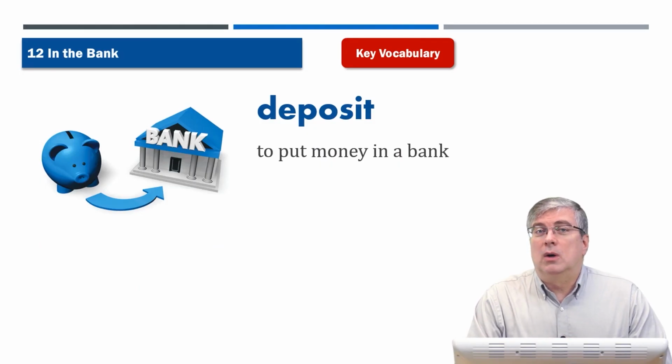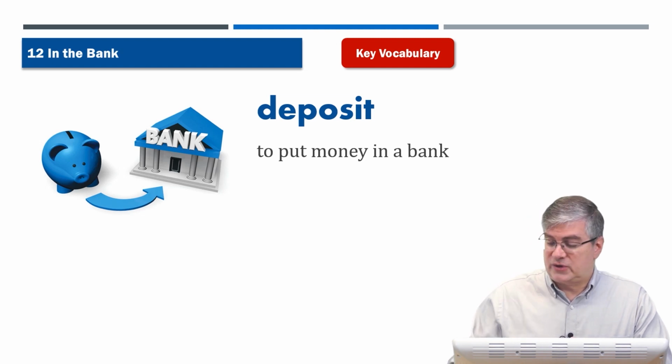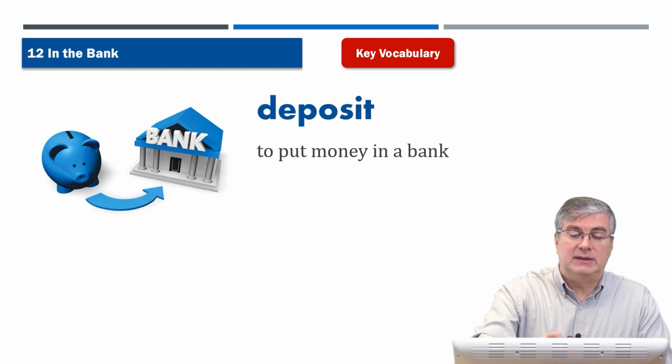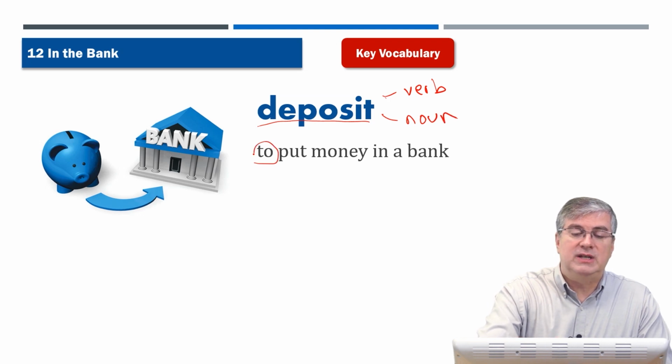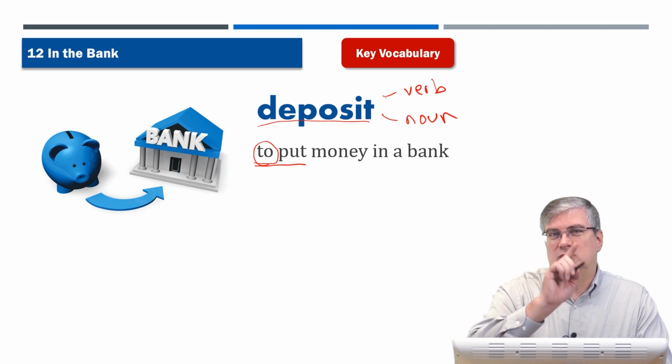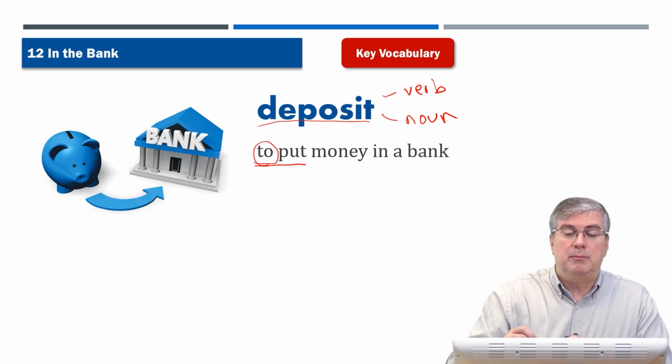We have many words in the vocabulary section about saving money. The first one is deposit. Deposit can be a verb and it can also be a noun. In this case, it's a verb because we see "to put." Then we know it's a verb. So, to put money in a bank.